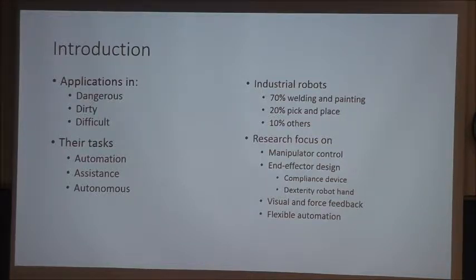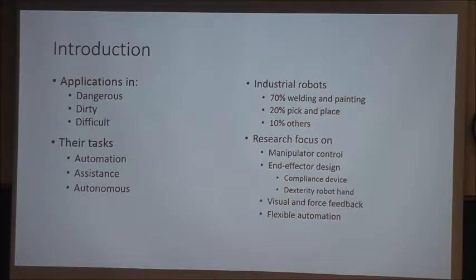Difficult, dangerous workstations, for example, an EOD Land Rover dealing with bombs, Scott robots, right? Then they should carry some of those tasks, such as automation. It should assist a human being or another robot, and should be autonomous.